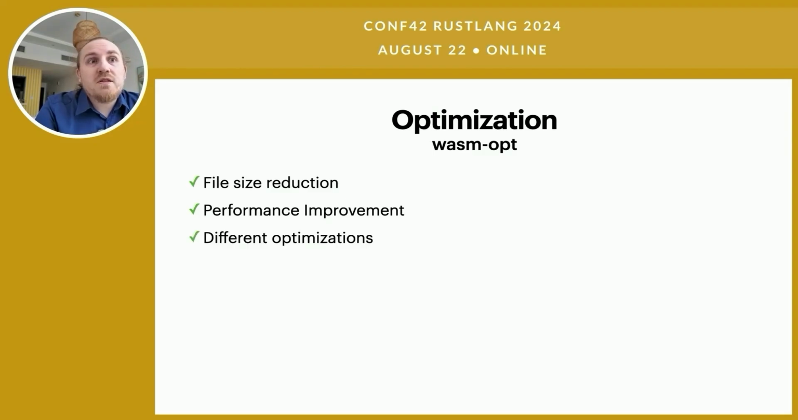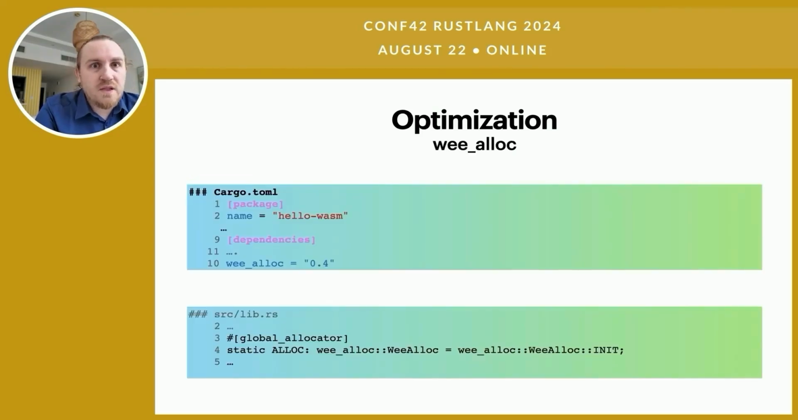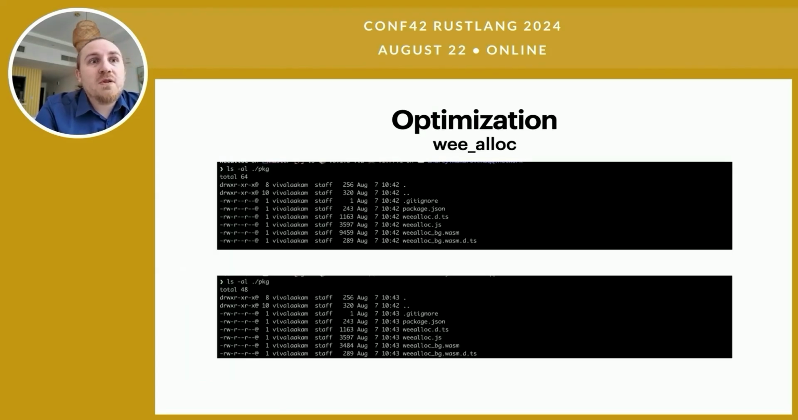Also, wasm-opt provides many different types of optimization, such as removing unused functions, inlining, compression, and other techniques. The next library is wee_alloc. Use wee_alloc, a minimalistic memory allocator, to reduce the size of the binary file. All you need is to add it into your project and call it in the code. In the example below, the file size is reduced almost three times.